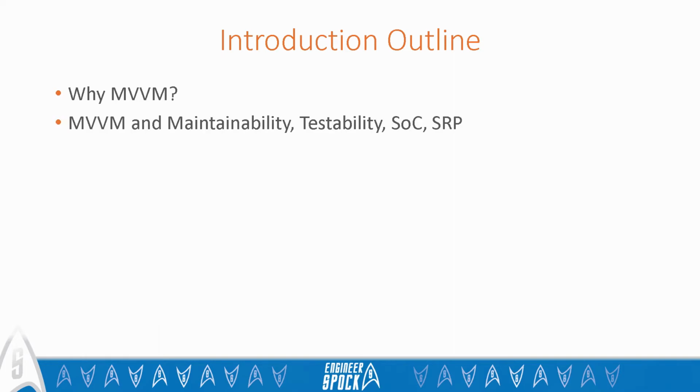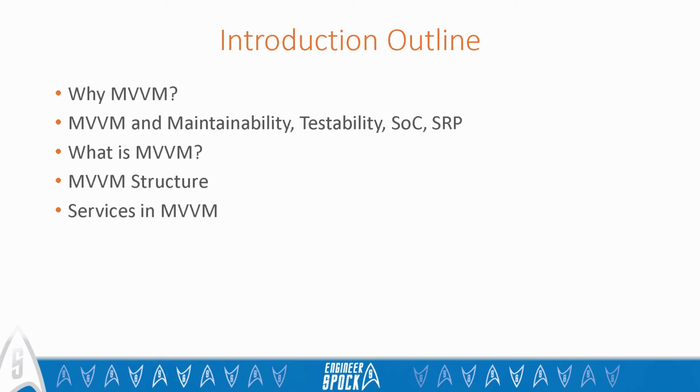So we will talk about maintainability, testability, separation of concerns, and the single responsibility principle. Then we will talk about MVVM in essence, which problems this pattern is capable of addressing. Right after that, we will consider the structure of the MVVM pattern. We will take a look at its building blocks and the responsibilities of those blocks. As a separate topic, we will briefly talk about services in MVVM-based applications.